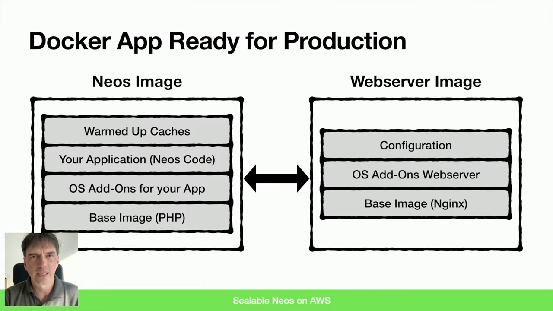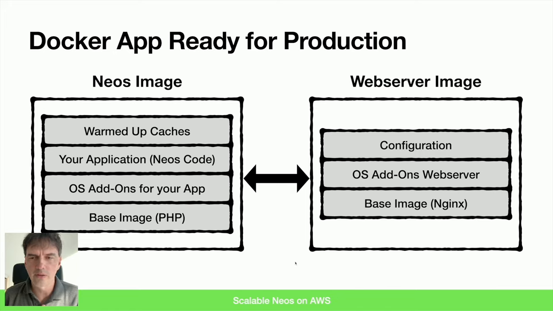So now that we don't have any files anymore in our containers, we have a ready-to-go image. We saw this picture before for the development area, but now we have a base image, we have our add-ons, we have our application, and we have our warmed-up cache, all in one single image. So this is a unit of work that we could scale up to run on our production systems.